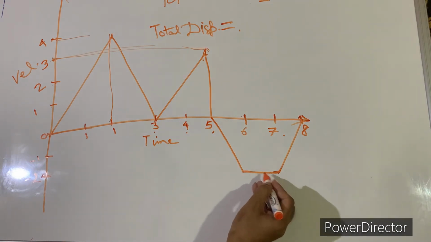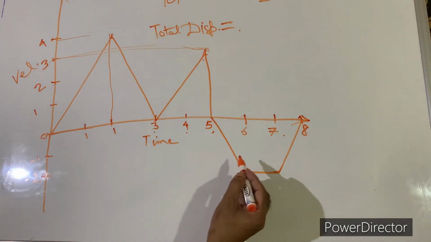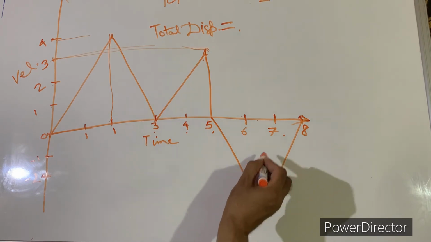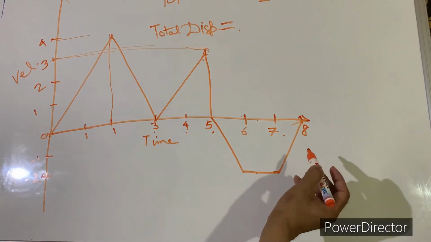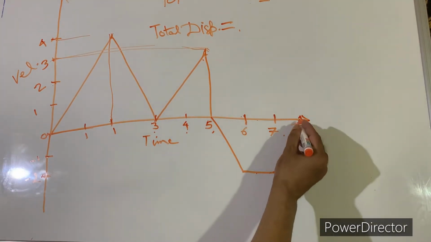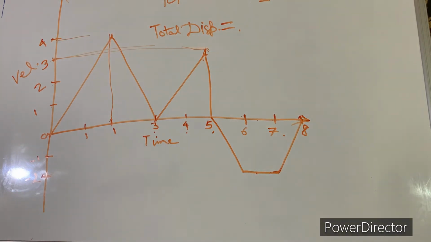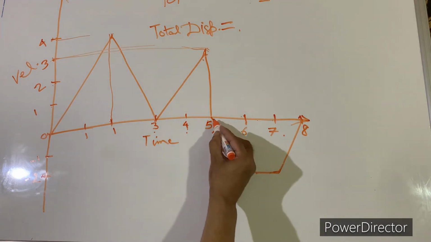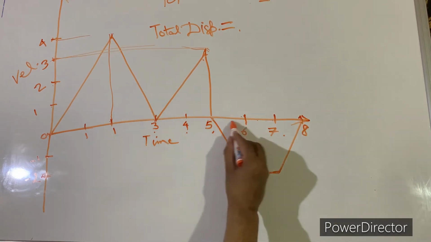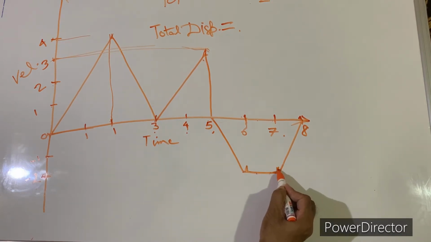And then plus the area of this trapezium. What is the area of a trapezium? Area of a trapezium is half into the sum of the parallel sides multiplied by height. What is the sum of the parallel sides? The sum of the parallel sides here is, this is 4, the distance from 5 to 8, and this is equal to 1.